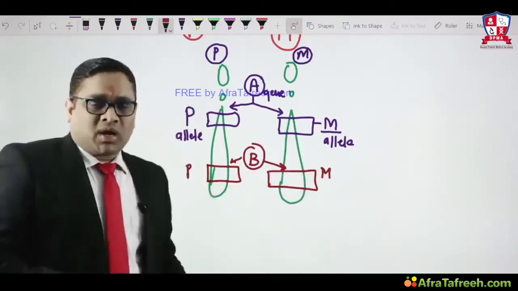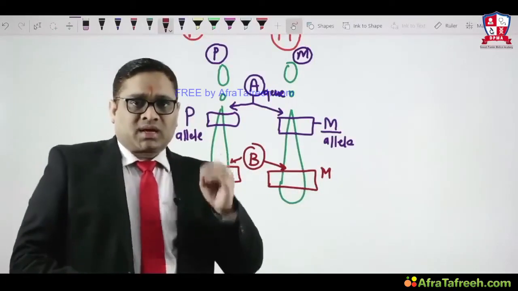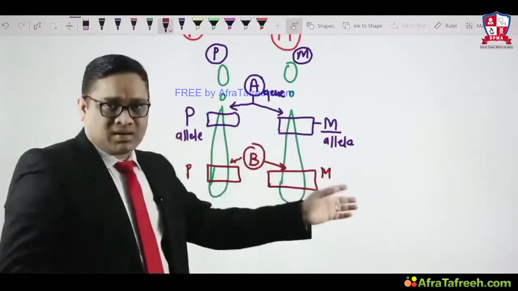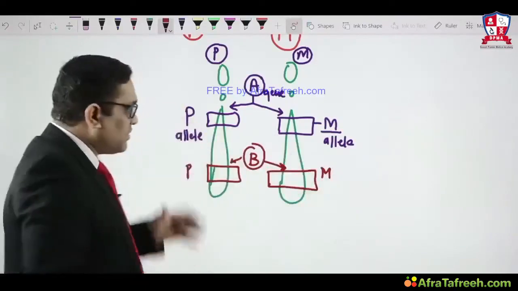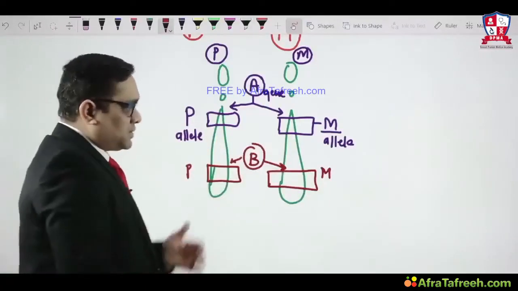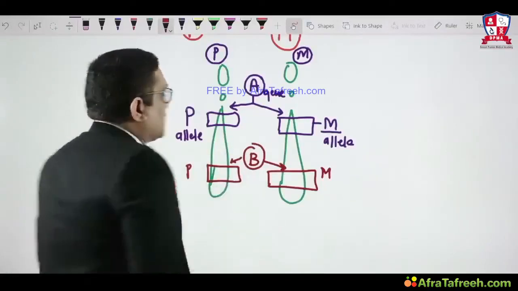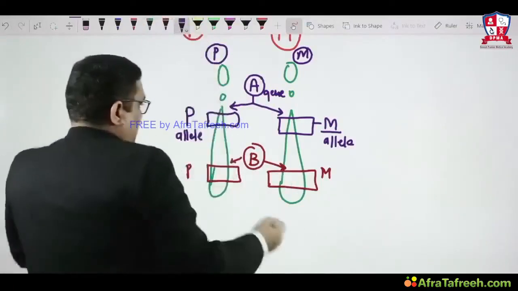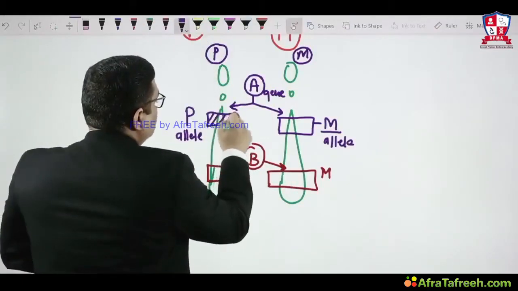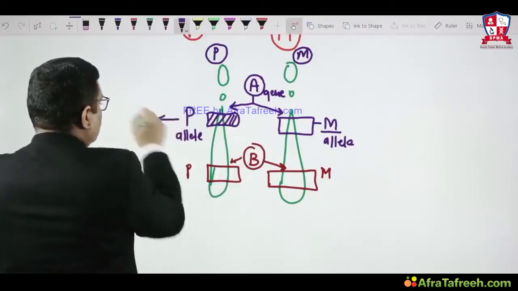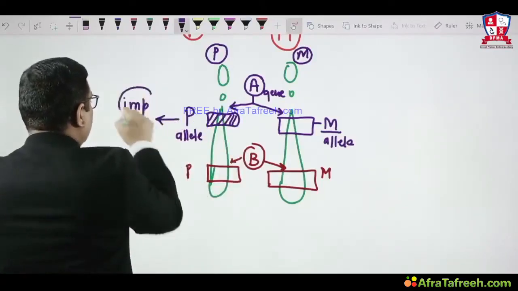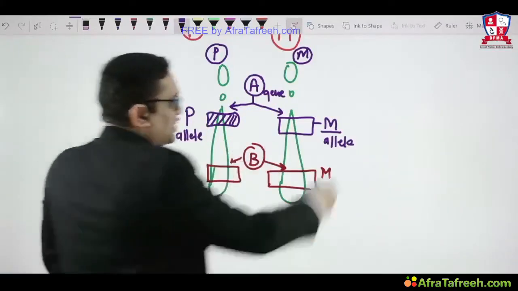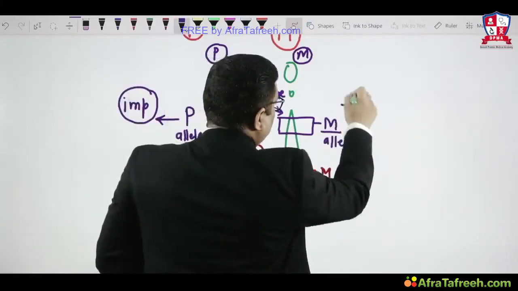So what is genomic imprinting? Genomic imprinting is inactivation of a gene, or inactivation of one allele, either maternal or paternal. So what happens in genomic imprinting? There will be inactivation of one of the alleles. For example, just for example, I am going to demonstrate here. Say the paternal allele is imprinted. Imprinting means inactivation, so the paternal allele is imprinted. So what is functional in this case? The maternal is functional.